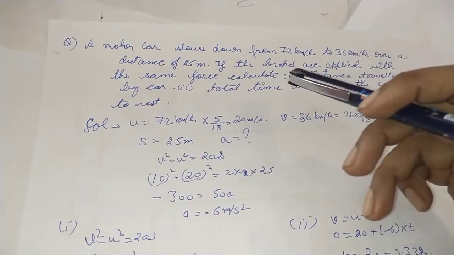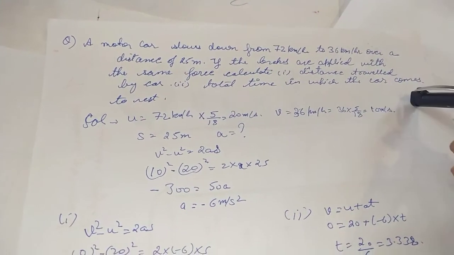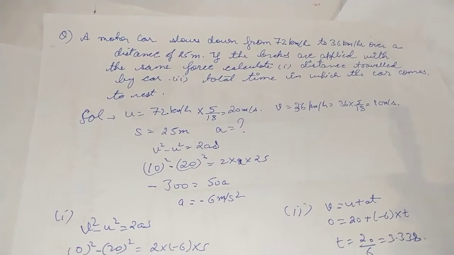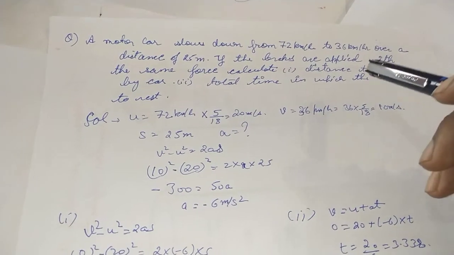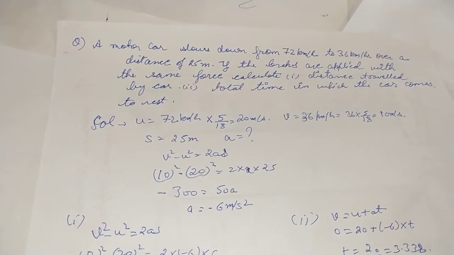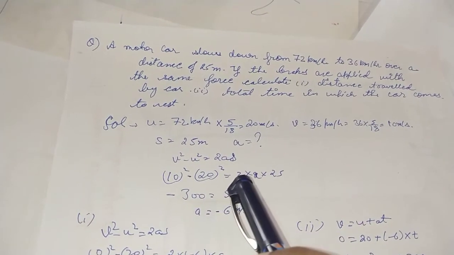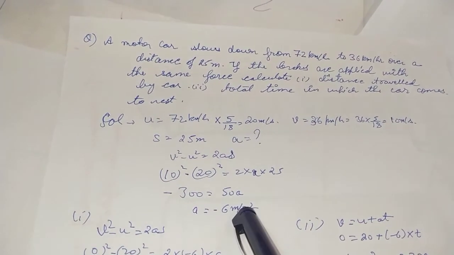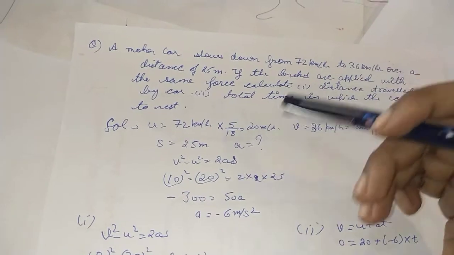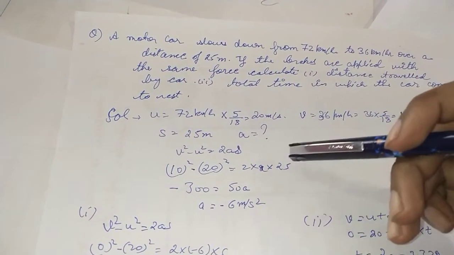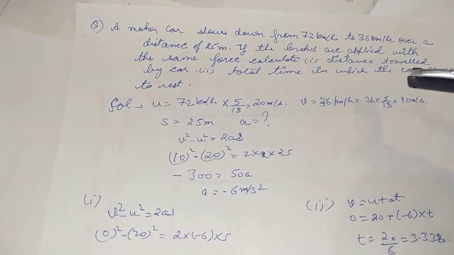Next part says to calculate the total time in which the car comes to rest. For that, let's calculate the distance it covers when it reaches the final velocity of 0, when it comes to rest. That means the final velocity will be 0. We will no longer take this case, because it is limited only to the case of 36, but it will be useful in calculating a, because without a we cannot proceed to find the distance covered when it comes down to rest.